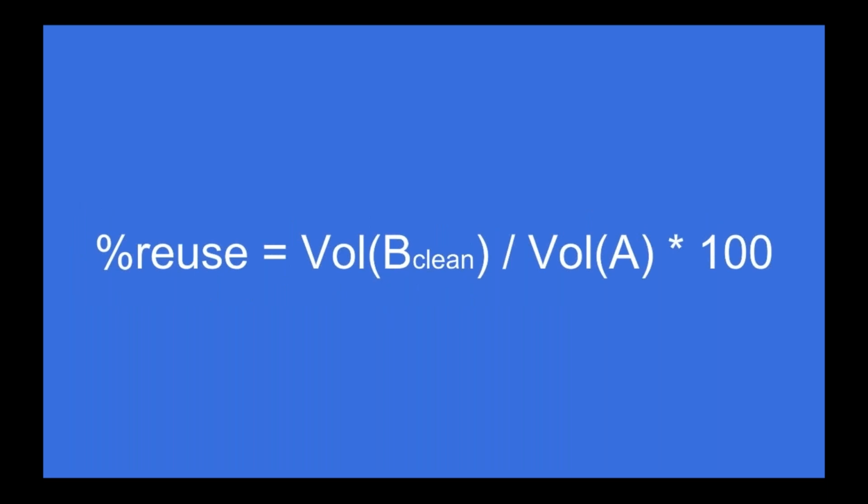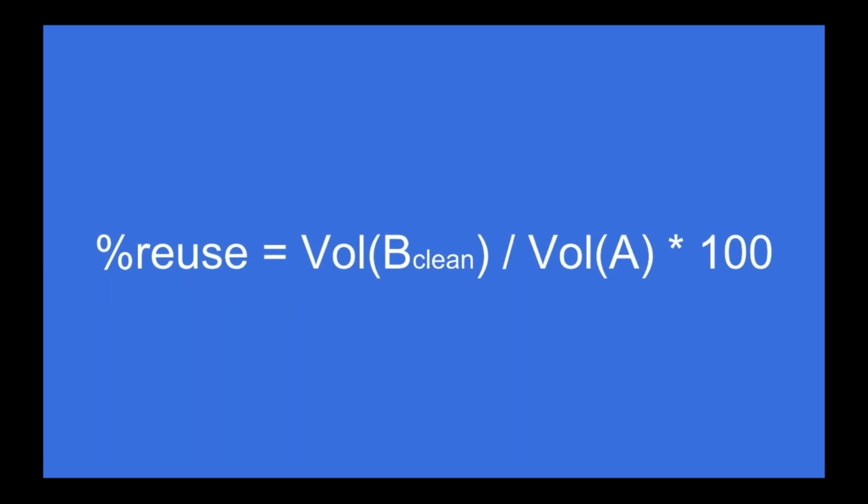Now, the regulator will set a target for percentage reuse of wastewater. So how do we treat percentage reuse? Percentage reuse equals volume measured by meter B divided by volume measured by meter A, into 100. So 100 gets us to the percentage.